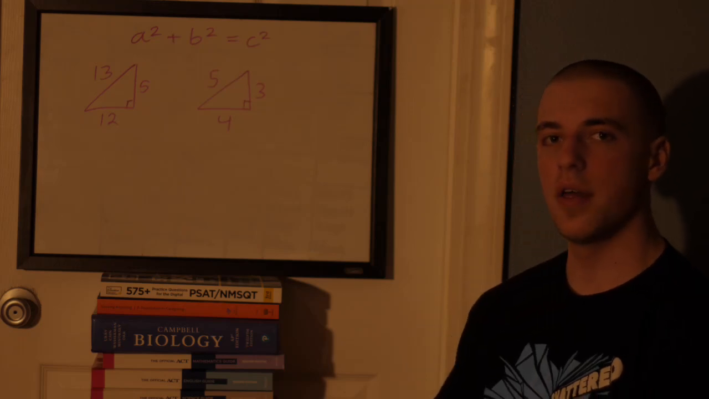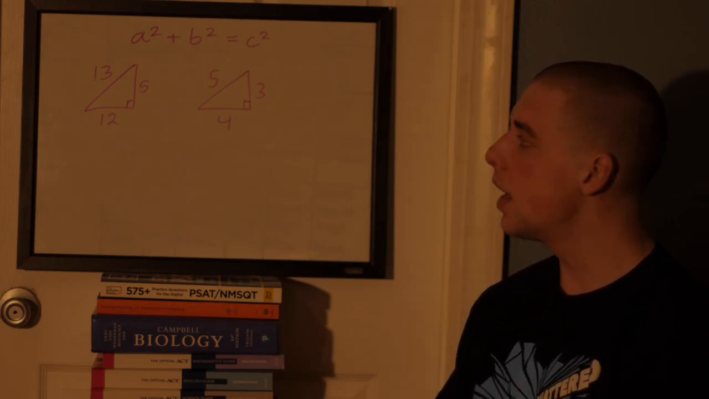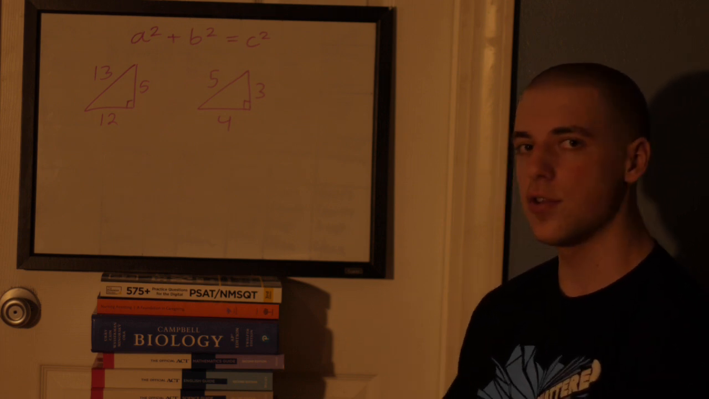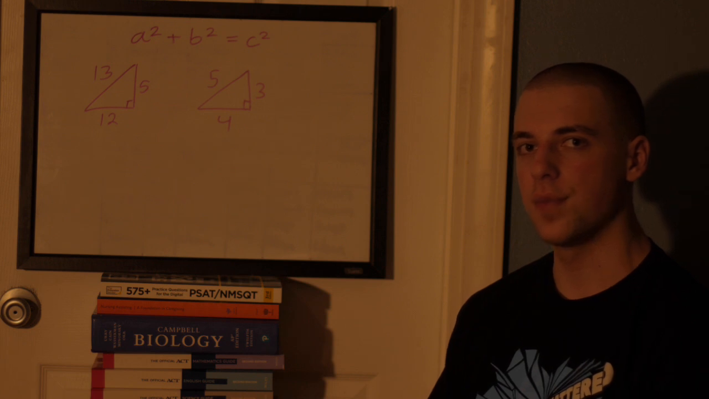I was sitting in a study hall the other day preparing for a high school trig test, and I came across these two triangles. Two right triangles, the side lengths of which are all integers. An integer is a number that is not a decimal or a fraction.